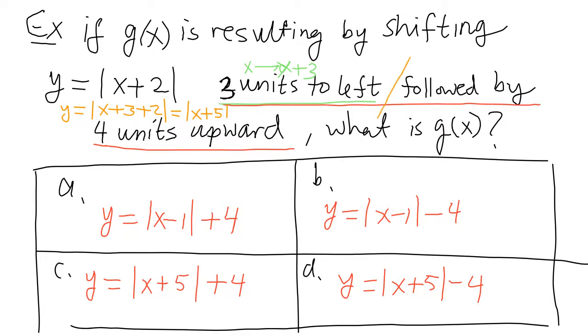By the end of this step, I have this function, y equals absolute value of x plus 5, followed by 4 units upward. 4 units upward, I have to add 4 to the resulting function. So add 4 to the resultant function. This will give us.